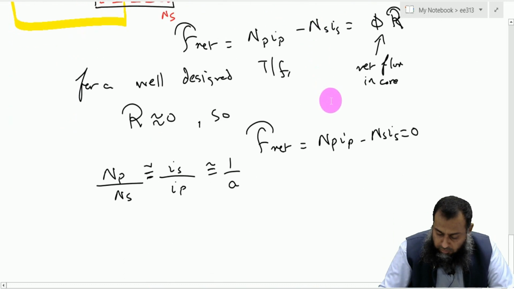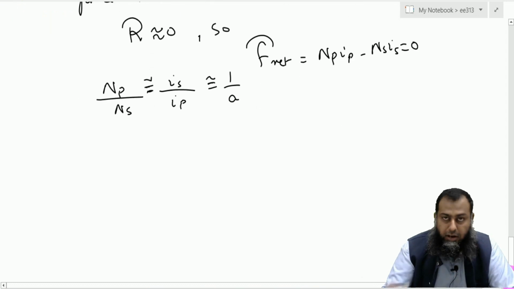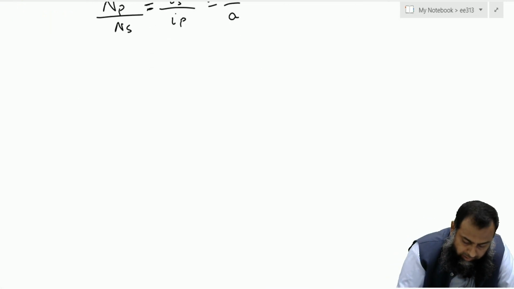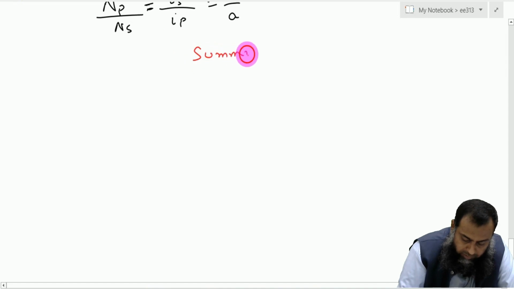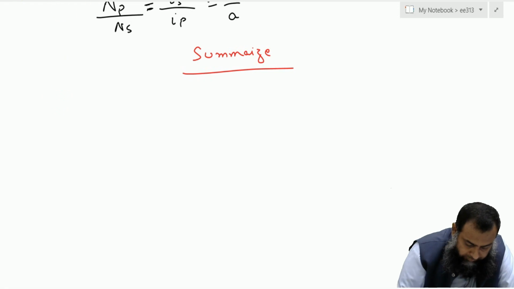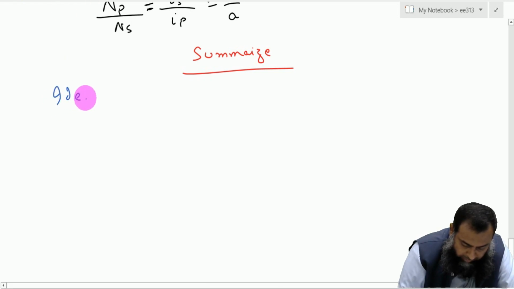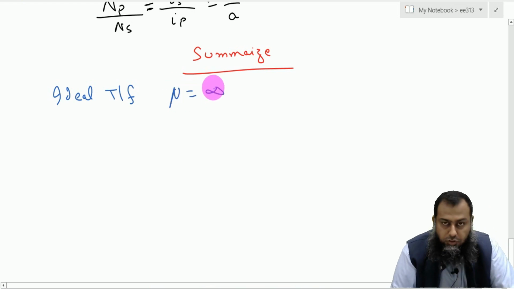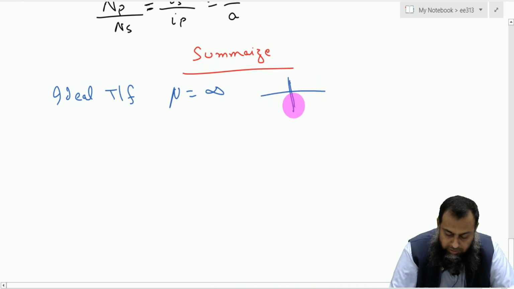So till now we have seen the ideal transformer as well as the practical transformer. So let us summarize the ideal transformer as well as the non-ideal transformer. In an ideal transformer we have mu equals infinity. So the BH curve is vertical, right? So we have this BH curve. The BH curve is vertical because this mu, which is the permeability, is equal to infinity.